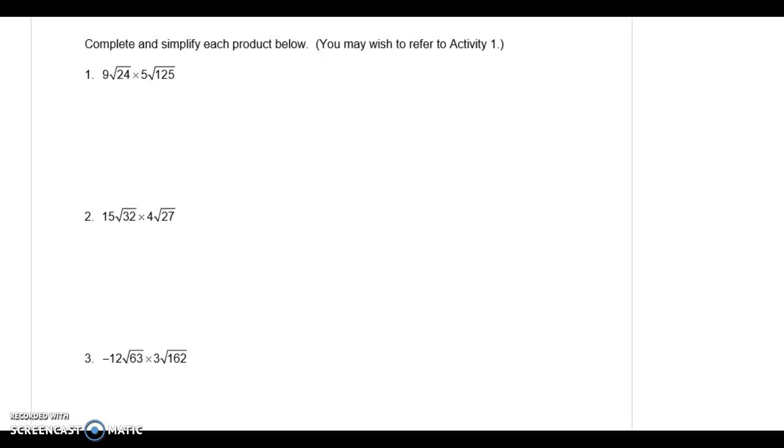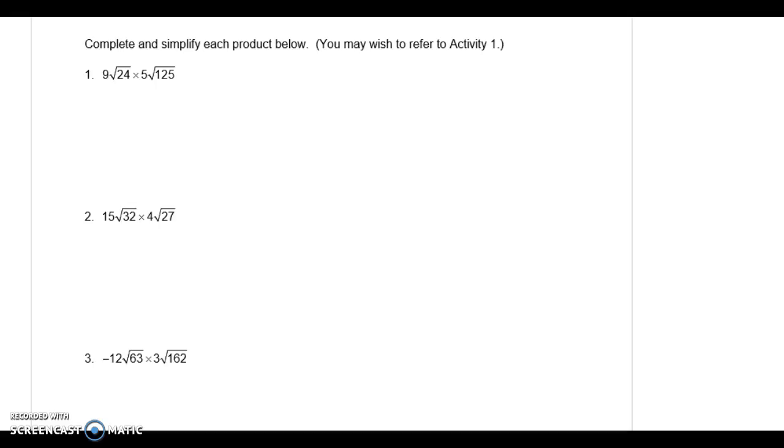So then in the next activity, we're going to say, all right, now that we have these numbers, we know how to simplify. Let's put it all together with multiplication. So we have 9 times the square root of 24 times 5 times the square root of 125. And we're going to simplify that product.